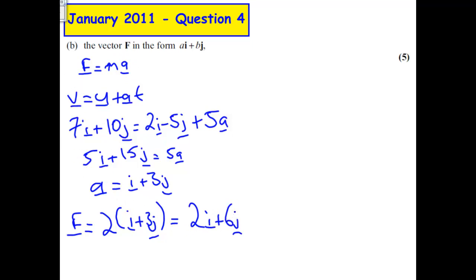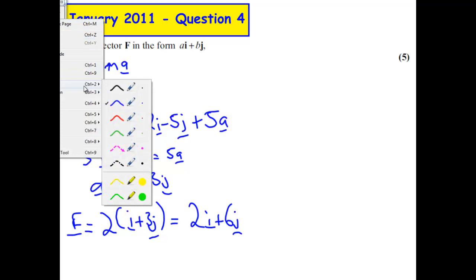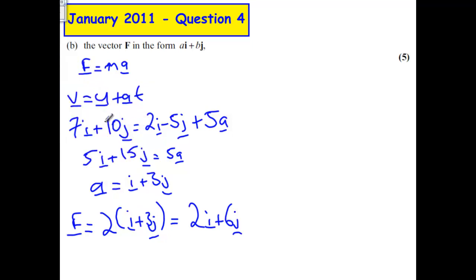Just to give you an idea of where the marks are allocated on this question, you get 1 mark for correctly substituting values of v, u and t into this equation, so you get 1 method mark.